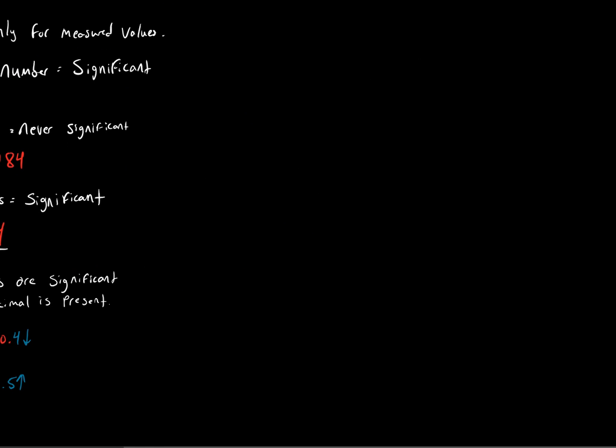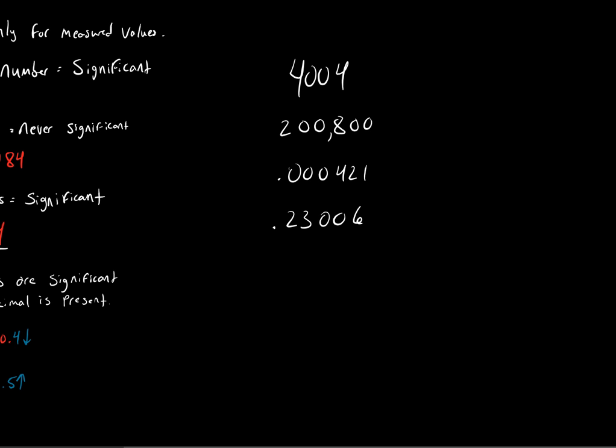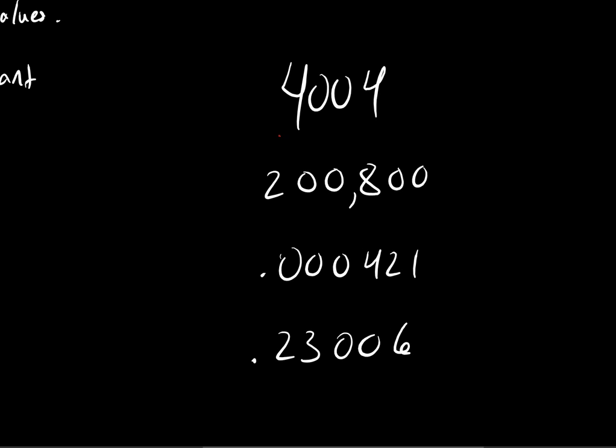Let's do a couple quick examples. I gave you 4,004, 200,800, 0.000421, and 0.23006. All right. So looking at these, this first one, 4004, this is significant because they're both non-zeros, and then these two zeros in the center are captive. So there are 4 sig figs.